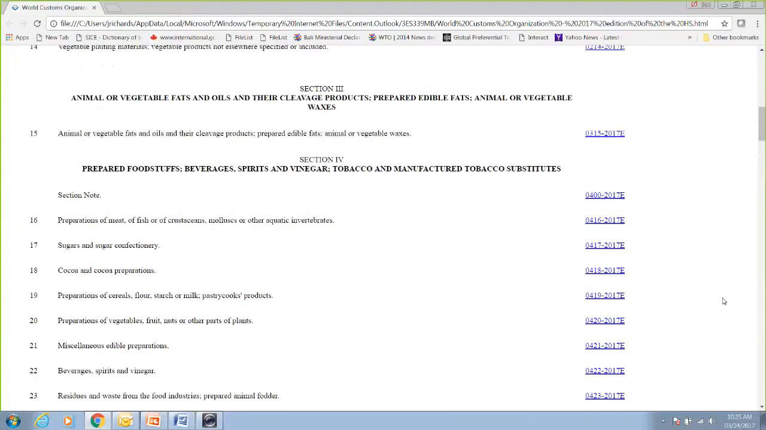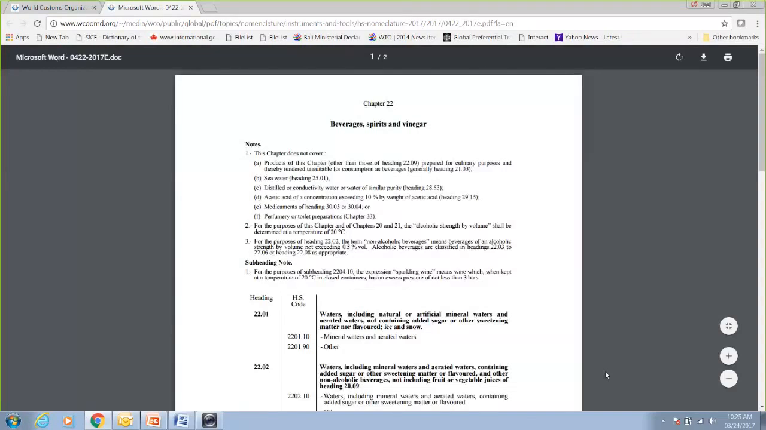Look at 22, you click on the right, 22 should come up. This is chapter 22, beverages, spirits, and vinegar. What are the products here?